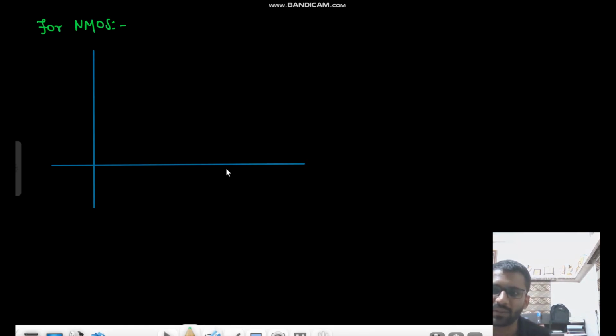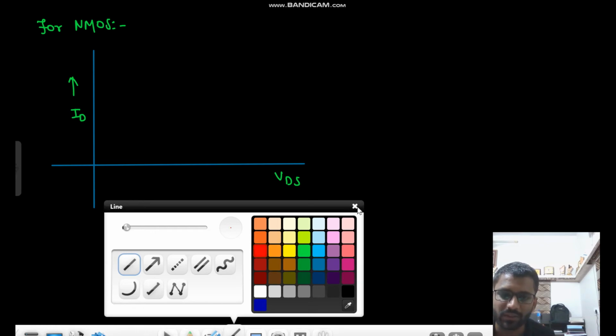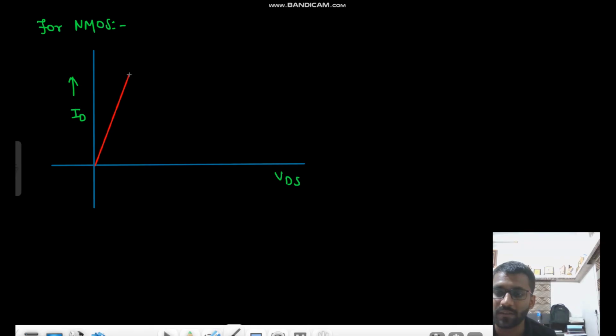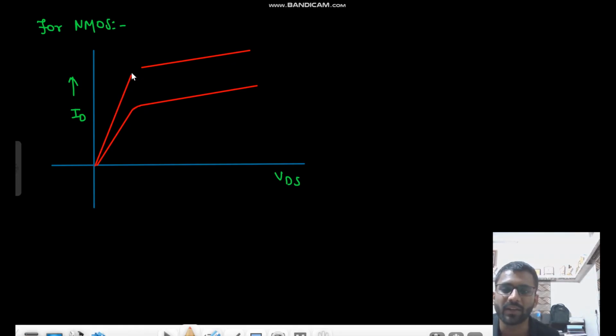This is for NMOS. So this is ID versus VDS. I don't need to explain it again and again, right? I have already explained it. I have already explained everything, so no need to explain again and again. We will not draw for every case. So let us assume this is for Vin equals to 1 volt. So this will be for Vin equals to 2.5 volt, right? And what will be for Vin equals to 0 volt?